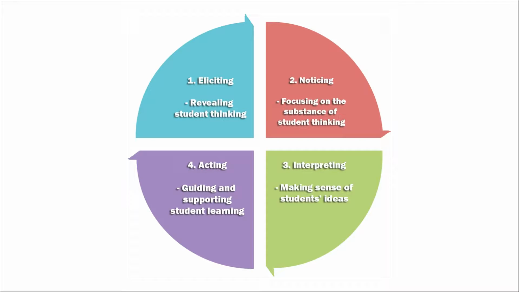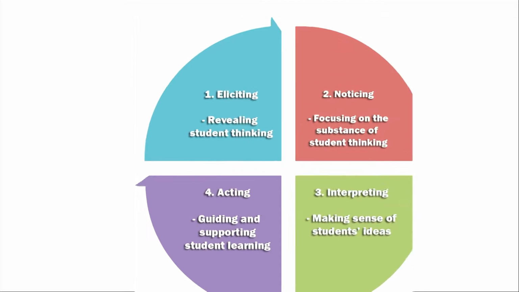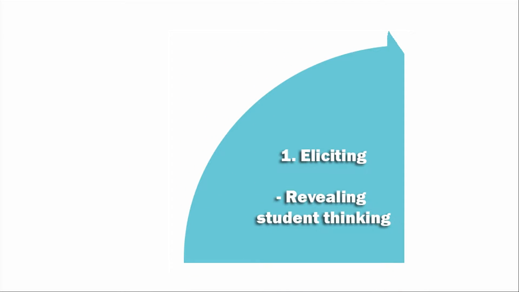There are 4 core practices in formative assessment. The first of these is eliciting, which is revealing students' thinking. In the example lesson that Greg's talking about, when he works on eliciting students' thinking, he has to make choices about what questions to ask students to consider, and this forms the basis of prescriptive versus responsive.